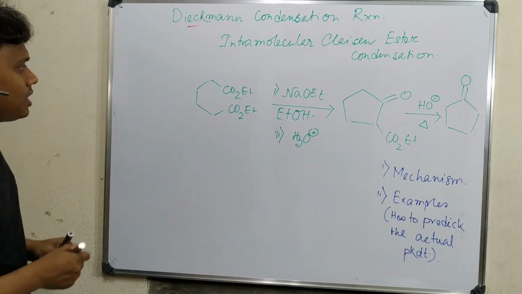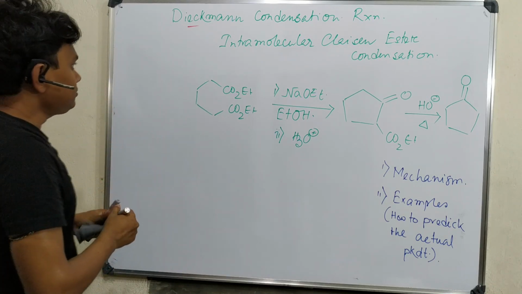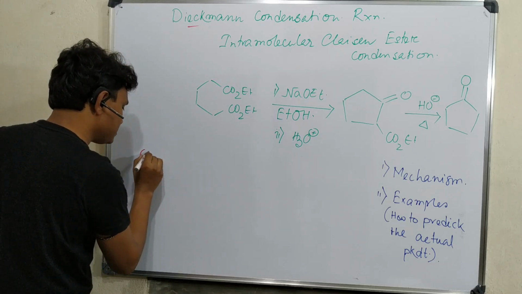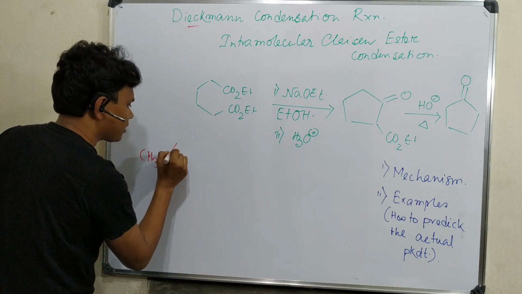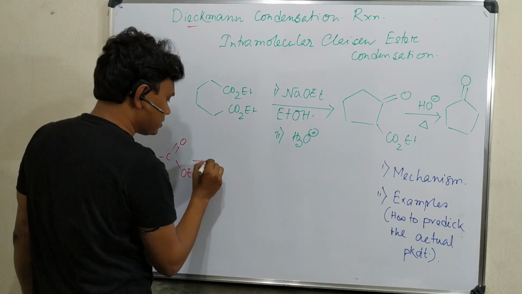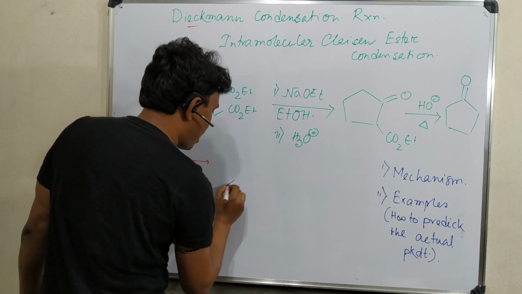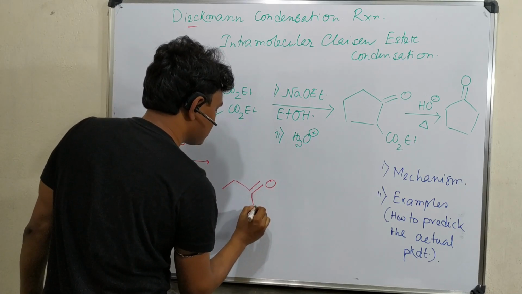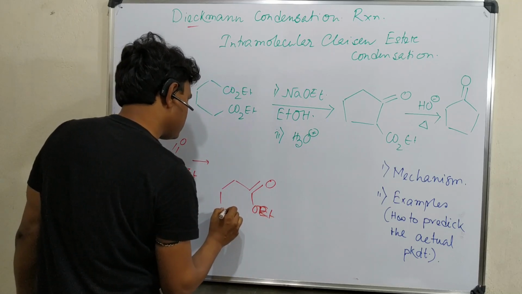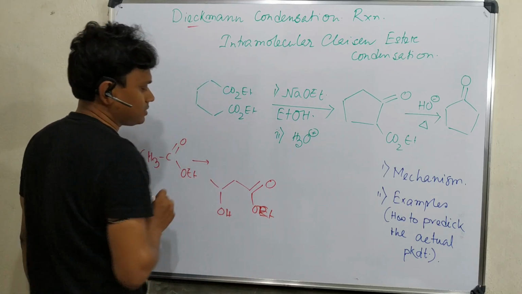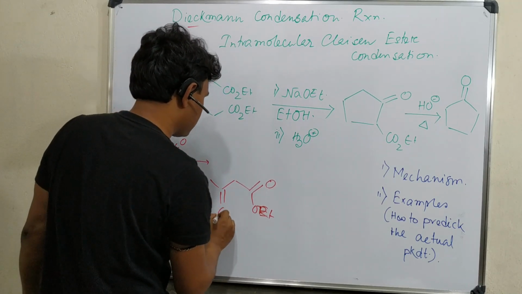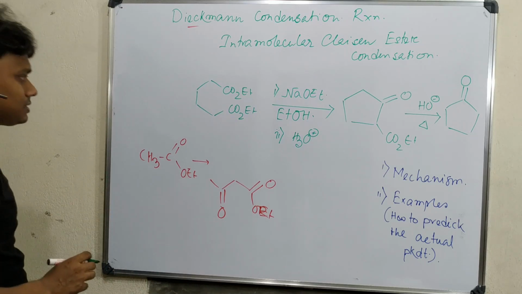So let's discuss. Here you can see that previously we know in Claisen condensation reaction, this ester plus this ester undergoes self condensation to produce a beta hydroxy ester. Okay, so sorry, this is ET. So this is Claisen ester condensation. Okay, so sorry, beta keto ester, not hydroxy, beta keto ester. This is the Claisen ester condensation.